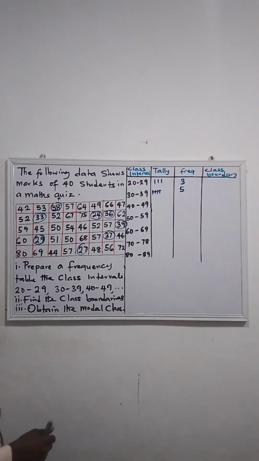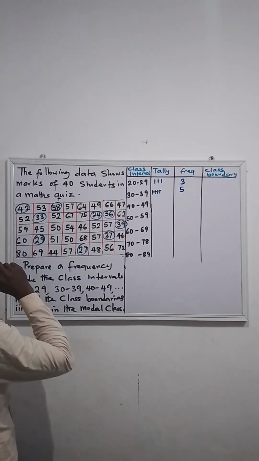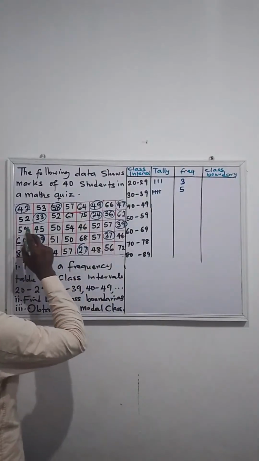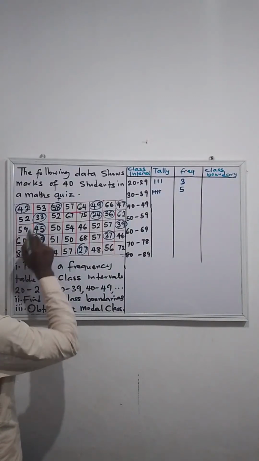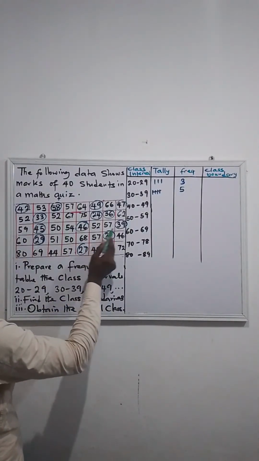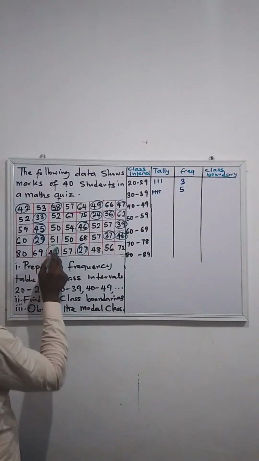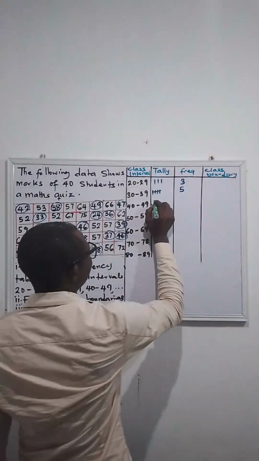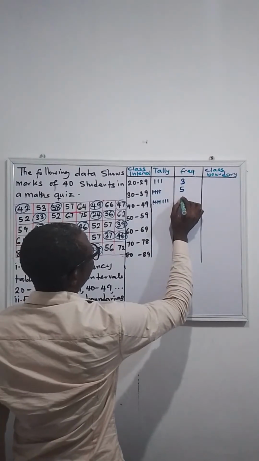Now let's look at the next range from 40 to 49. This is the first one. 1, 2, 3, 4, 5, 6, 7, 8. So we have 8 altogether. Now let's write out the tally: 1, 2, 3, 4, 5, 6, 7, 8. We have 8 here.